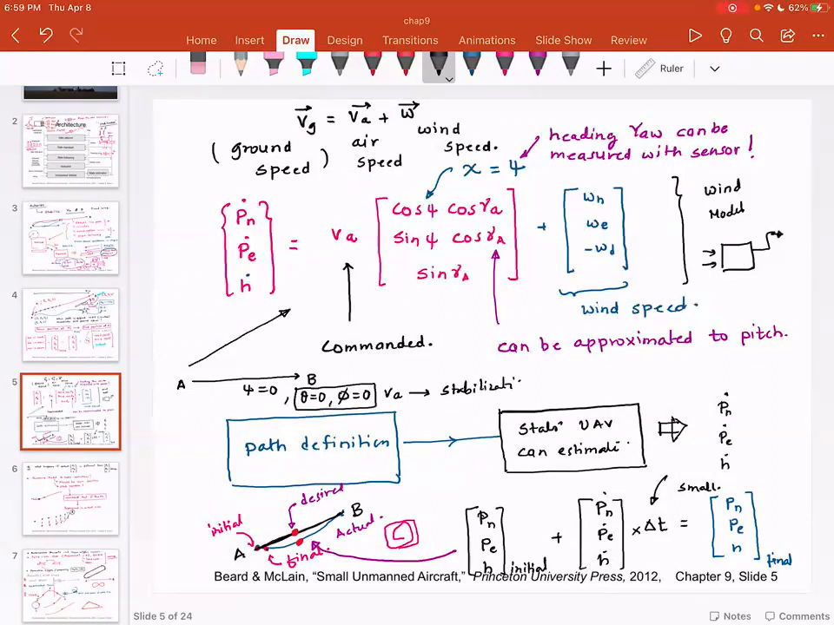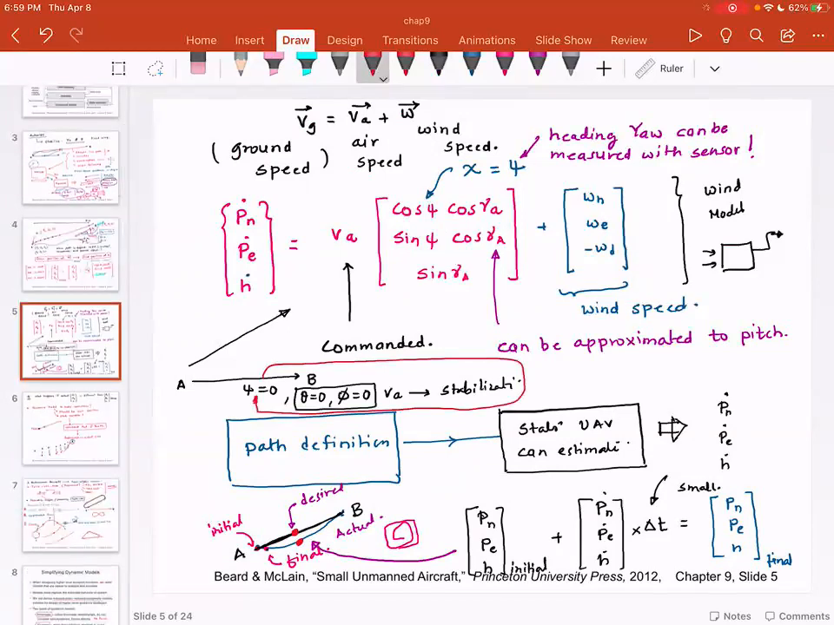So outside stabilization, what I need to do is make sure that my actual yaw and the measured yaw is zero so that I can perform the level flight.